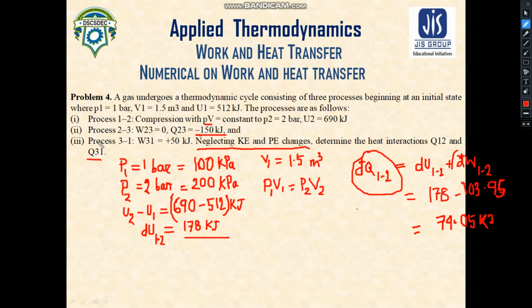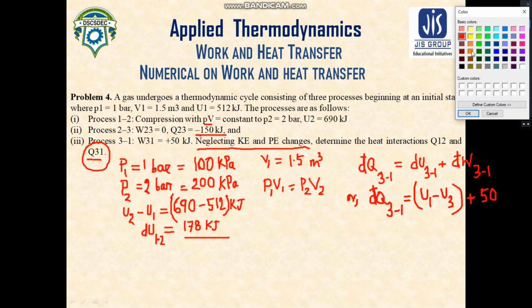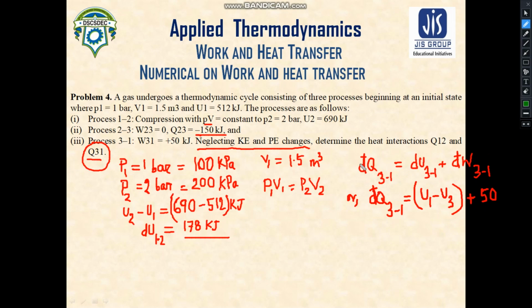Now our question is to calculate this Q31. So I'll again apply the first law of thermodynamics for this process and let us see what happens. Give me some time to write down the formula here. I have written down the first law of thermodynamics for the process 3 to 1. Now it can be seen that dQ3 to 1 is equal to dU3 to 1 plus dW3 to 1.